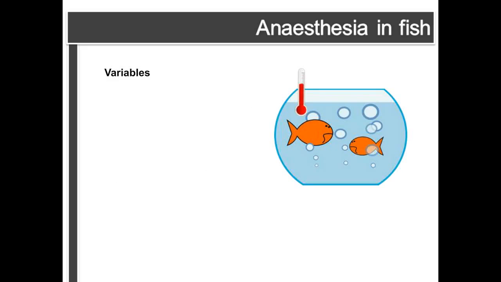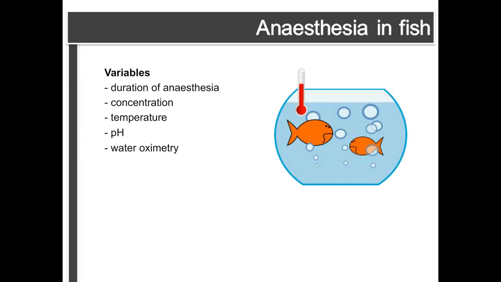So you have to consider some variables, because the anesthesia depends on the duration that you want. If it's a long anesthesia, you have to be careful with the concentration. The temperature of the water matters, not only for the fish but also for the onset of action of the drug, because it can be different. The pH can also interfere with the action of the drug. And you need oxygen in the water.